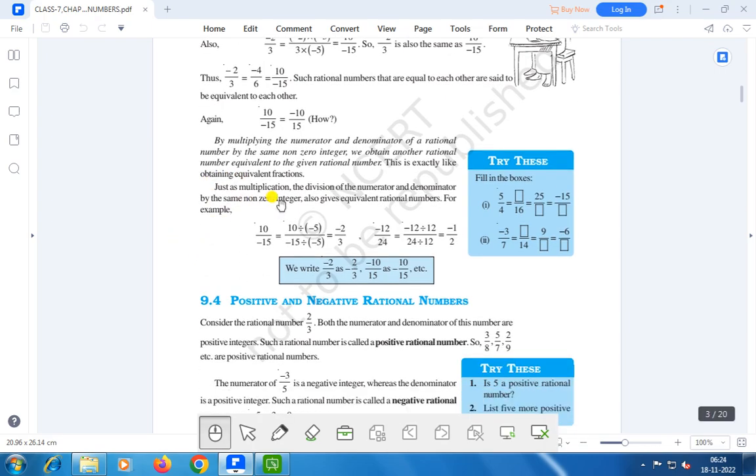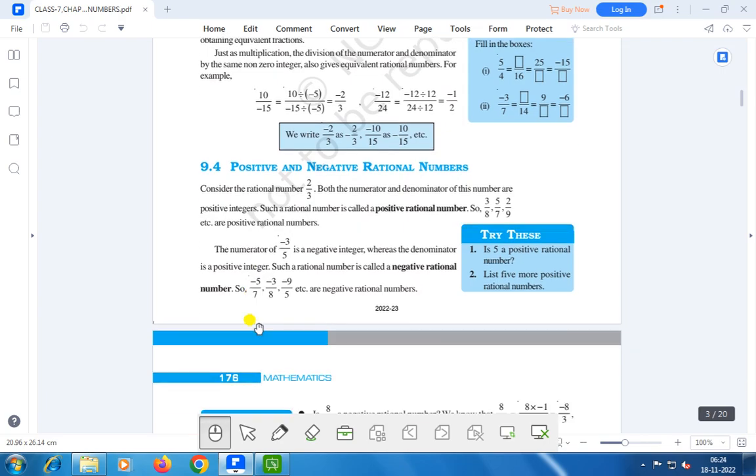Just as with multiplication, the division of the numerator and denominator by the same non-zero integer also gives equivalent rational numbers. For example, take 10/-15. If we divide this by -5, we get -2/3, right? And -12/24, if divided by 12, gives us -1/2. Then we can write -2/3 as -10/15, and so on.